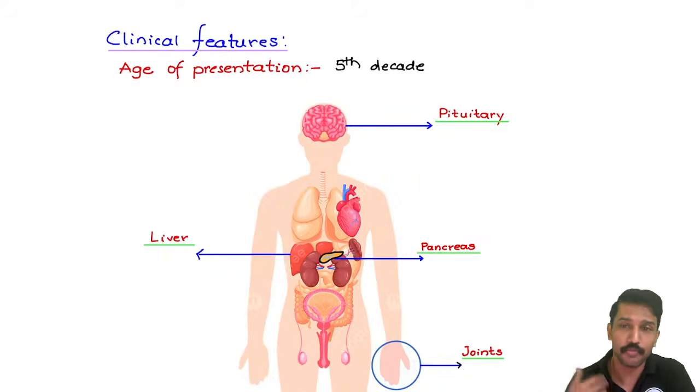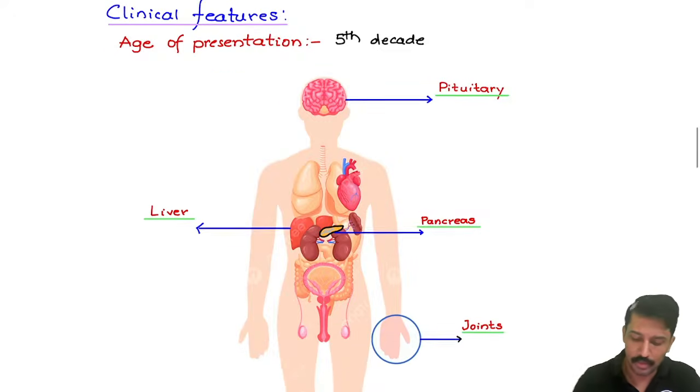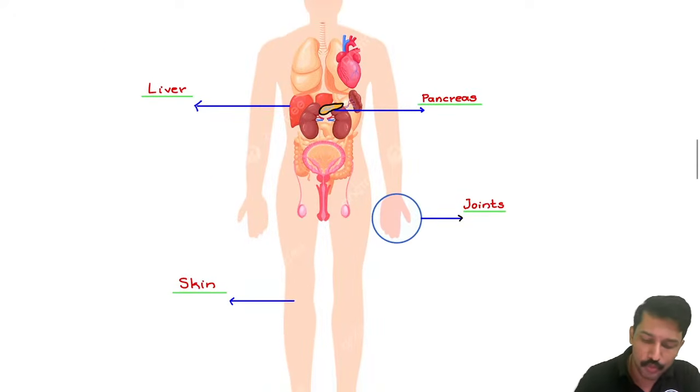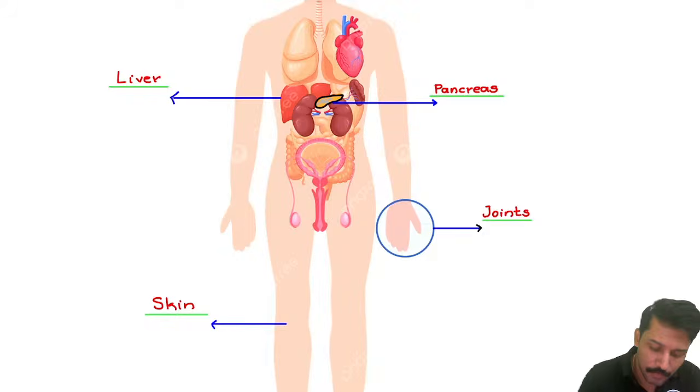Now, if they are presenting with organ involvement, what is the most commonly affected organ? Of course, the liver is the primary site of storage of iron. So the most commonly affected organ is going to be the liver.